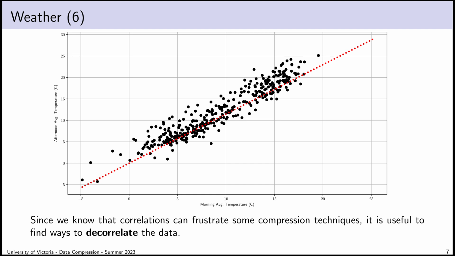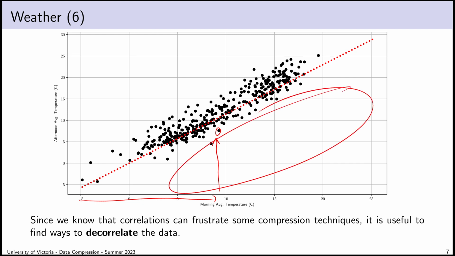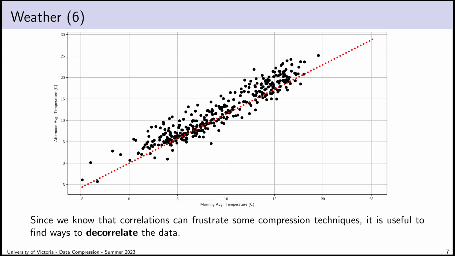I could represent each data point not as distance along the x-axis and distance along the y-axis, because you can see already that there's a lot of empty space that representation sort of implies I might be using. Instead, I could represent each data point by distance along this red line, and then distance orthogonal to this red line. So I could basically do a basis change into a basis that is this line and some line perpendicular to it.